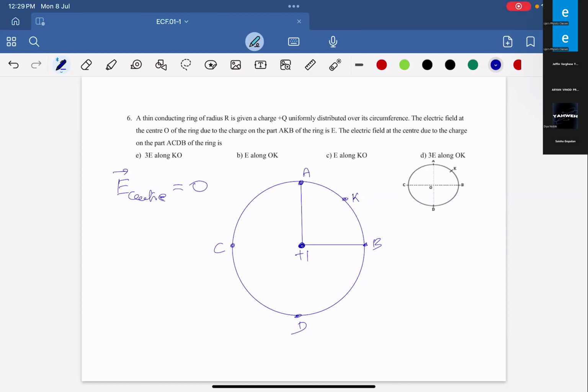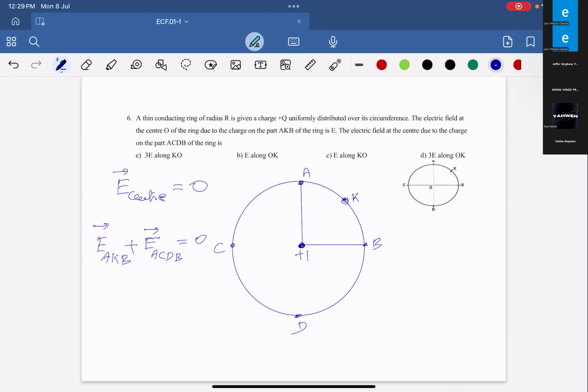Then what? That electric field is due to which parts? There are two parts, right? One is an element called AKB. There is an arc called AKB, as you can see, and there is another arc called ACDB. AKB and ACDB. The sum of them should be equal to 0.